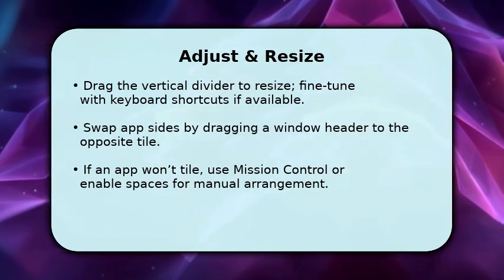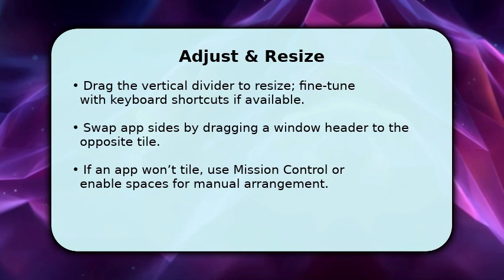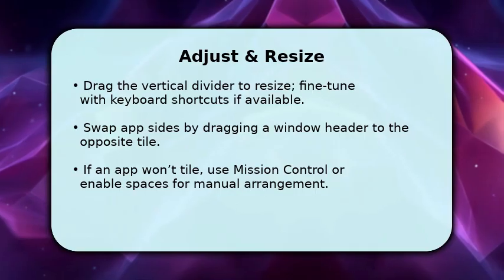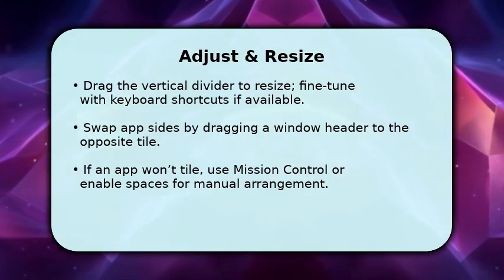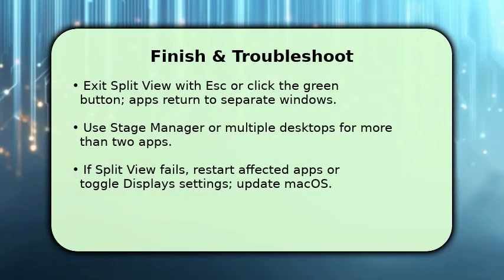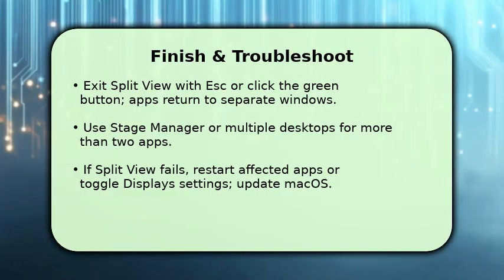If an app refuses to tile, it may not support Split View, so choose a compatible alternative or continue manually arranging windows. To finish, click the green full screen button again or press ESC to exit Split View. Windows return to their previous sizes and spaces.